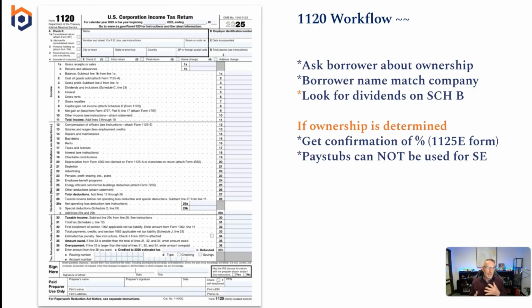Now, once you kind of figure out that they are self-employed, you can confirm their percentage ownership off the 1125E, which is a list of all the officers, how much they work there, and their percentage of ownership shown in stock, right? There's two stock numbers. I think it's preferred and ordinary. You add them up, and if it's over 25%, you're self-employed in our world. If you add them up and they're 10%, they're an employee, right?